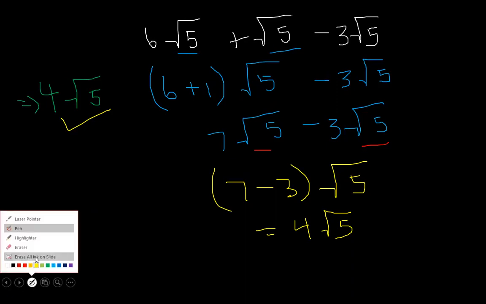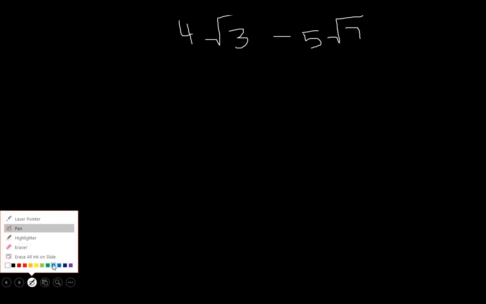Okay, last question. Remember, you could have done it the other way too, when you just add and subtract all the values at once, right? So last one, 4 root 3 minus 5 root 7. Can anybody tell me what they got for this answer? Crickets. Anybody?